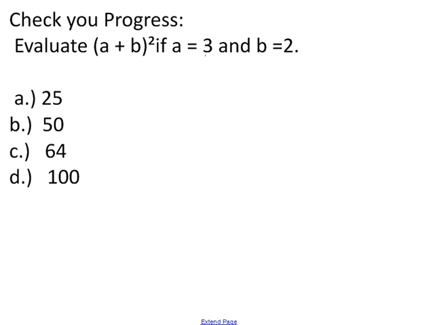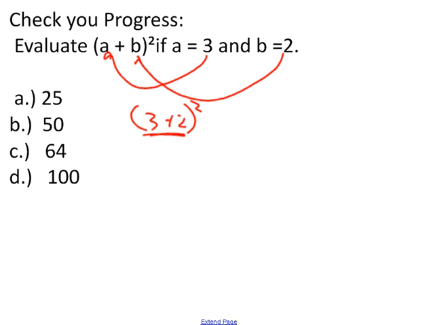All right, we're going to plug in the A becomes 3 and the B becomes 2. So we've got 3 plus 2 quantity squared. We're going to do the operation within the parentheses first. 3 plus 2 is 5. Then we're going to do the powers. We're going to take 5 squared, which becomes 5 times 5, which of course is 25. So the correct answer is A.